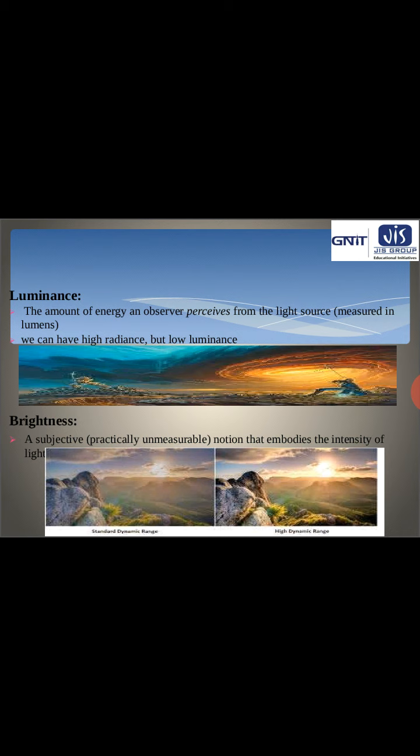Luminance is the amount of energy an observer perceives from the light source, measured in lumens. We can have high radiance but low luminance. Brightness is a subjective, practically unmeasurable notion that embodies the intensity of light. So here we can see the luminance and the corresponding brightness. At the last we can see the left side picture having less brightness, whereas the right side picture has more brightness.